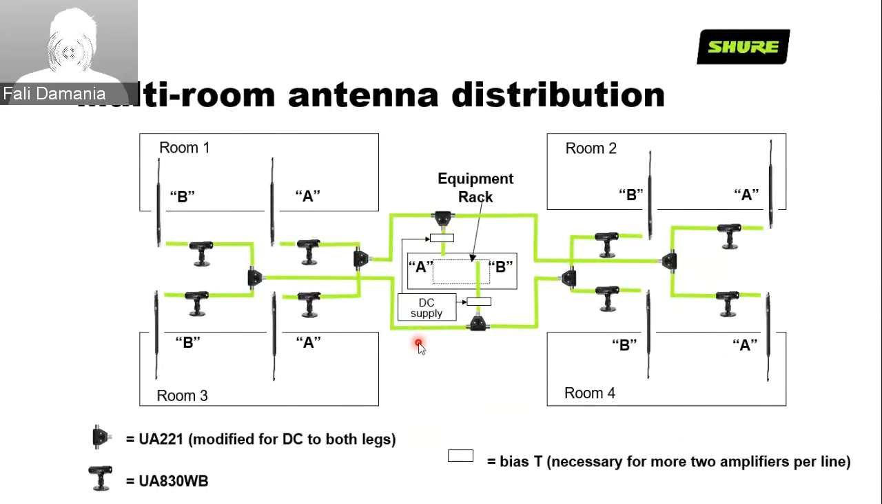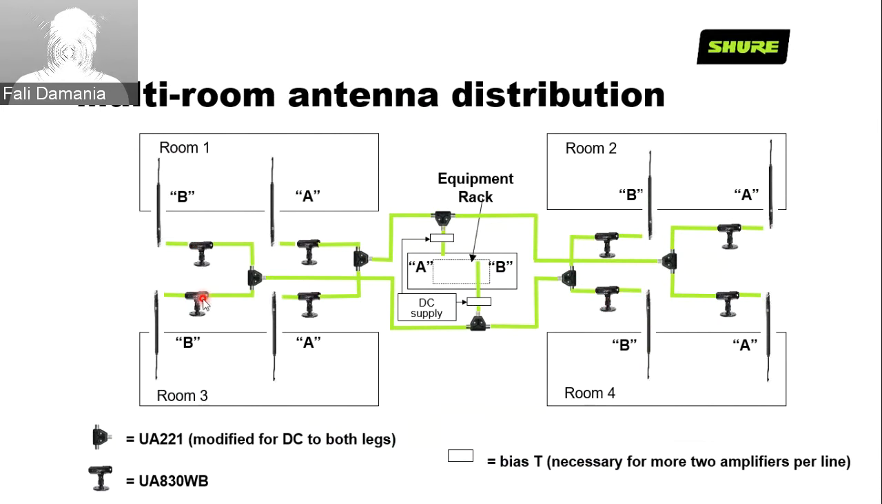This is now a typical 4-room scenario. As you can see, this little rectangle here and here is the bias T. The reason we are using the bias T now is because we have 4 antennas being combined for 4 separate rooms. So on any channel, for example, let's look at this antenna B going down here. You have one inline amp here, one inline amp over here, and on this side another two inline amps going to the B antenna.